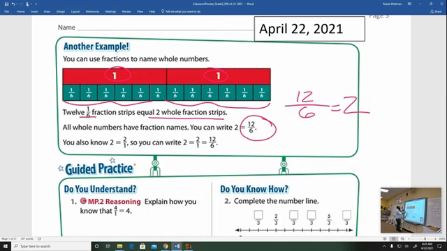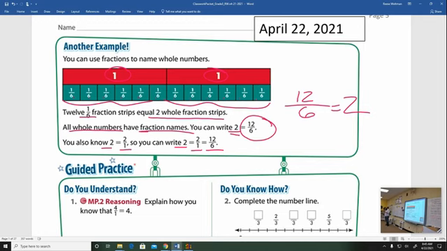So all whole numbers have fraction names. You can write 2 as 12 over 6. You also know 2 equals 2 over 1, so you can write 2 as 2 over 1 or 12 over 6. And why would 2 also equal 2 over 1? Why would 2 also equal 2 over 1? Jed? Why would 2 equal 2 over 1?